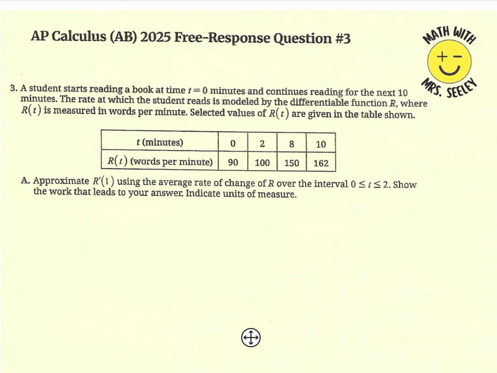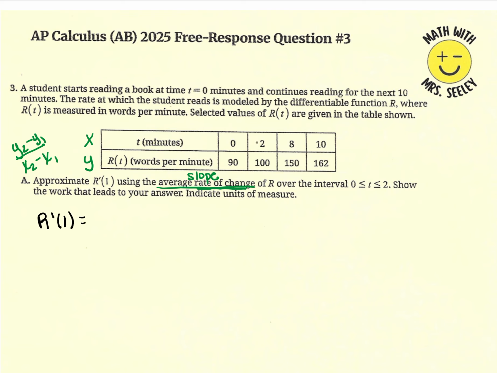In part A, it says to find R prime of 1 using average rate of change over the interval from 0 to 2. All right, average rate of change is the slope. And when we say slope, we mean slope like the slope you've been using for many, many years. Y sub 2 minus y sub 1 over x sub 2 minus x sub 1. So in this chart, the top row represents your x's and the bottom row represents your y's. They want R prime of 1.